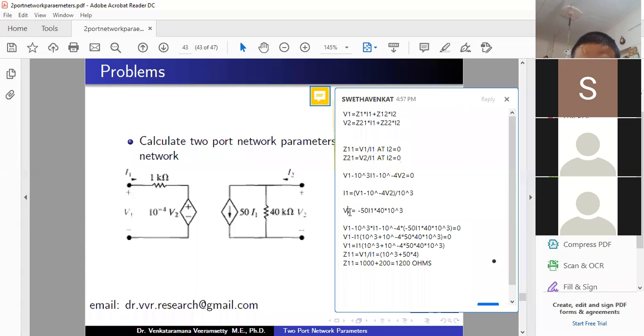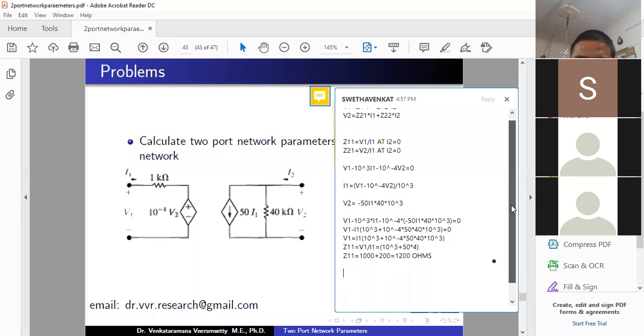Now replace this V2 expression in this equation. Then we have V1 minus 10 power 3 into I1 minus 10 power minus 4 into the V2 expression, which I have copied here, equal to 0. Finally, take I1 common and take the ratio between V1 and I1, and we get 1200. So this is how we can calculate Z11.